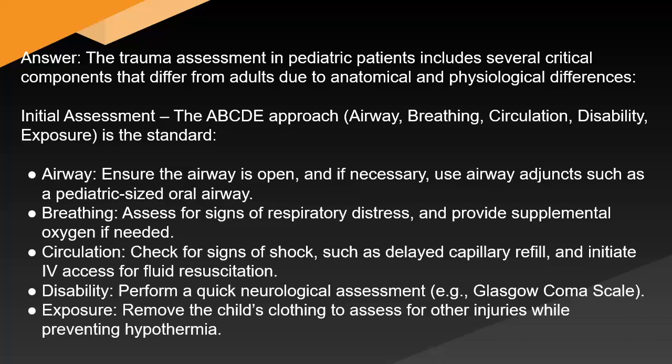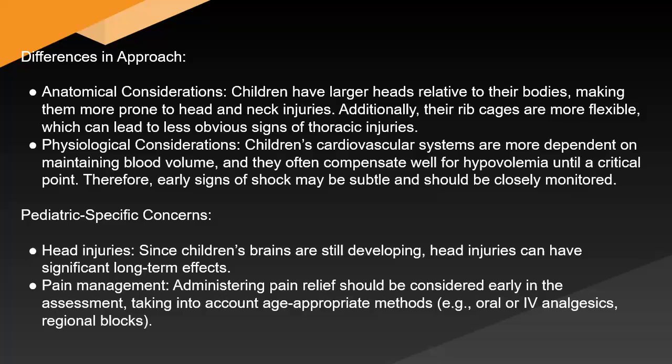Breathing, assess for signs of respiratory distress and provide supplemental oxygen if needed. Circulation, check for signs of shock such as delayed capillary refill and initiate IV access for fluid resuscitation. Disability, perform a quick neurological assessment e.g. Glasgow Coma Scale. Exposure, remove the child's clothing to assess for other injuries while preventing hypothermia. Differences in approach. Anatomical considerations.